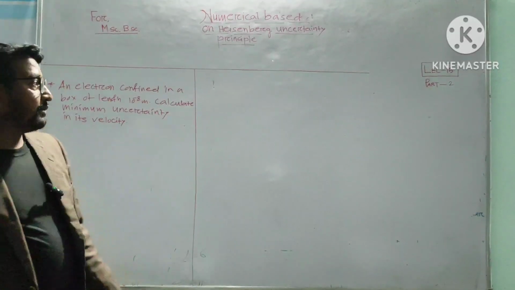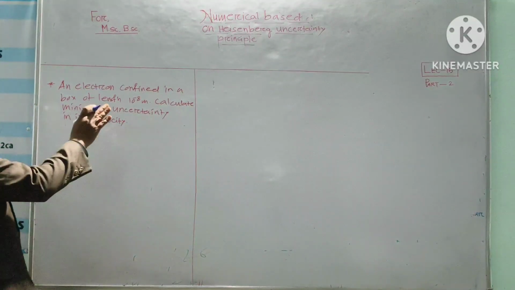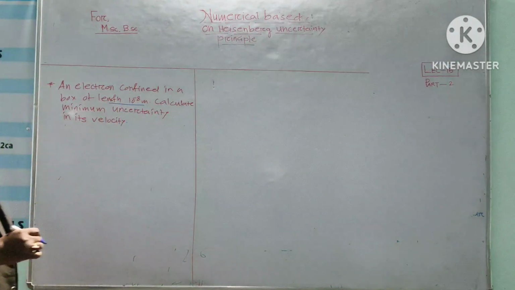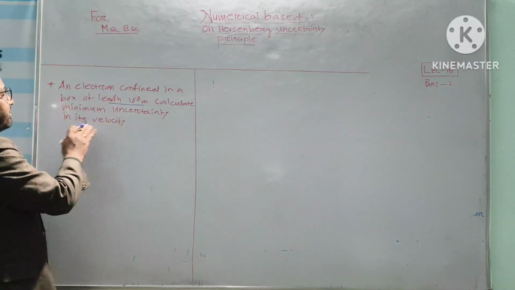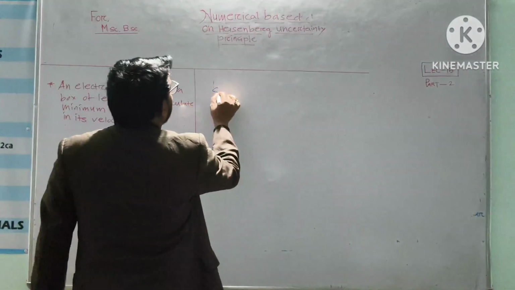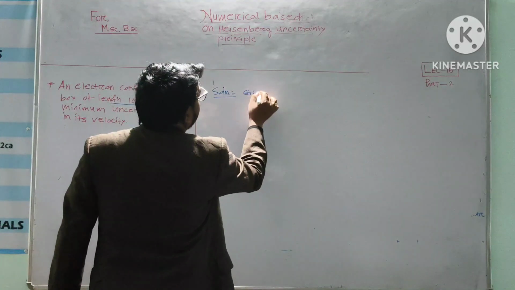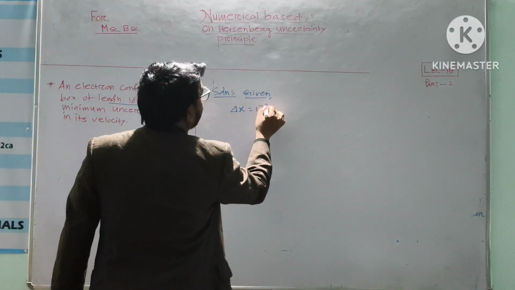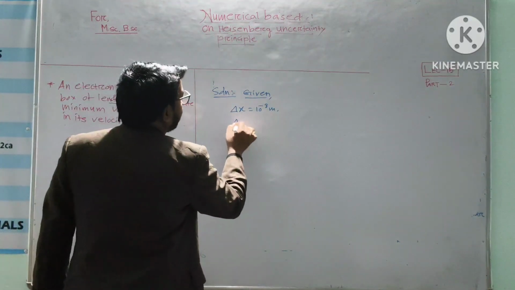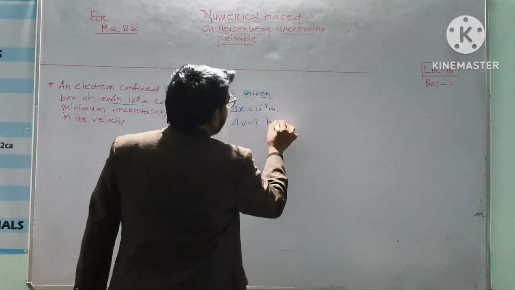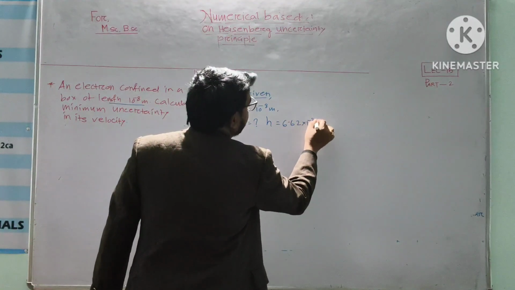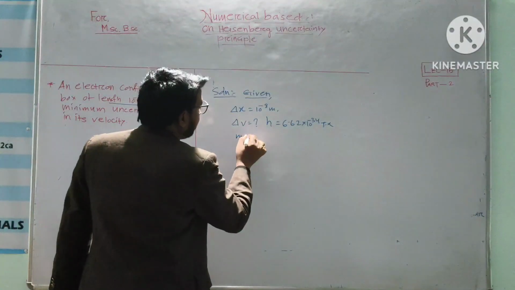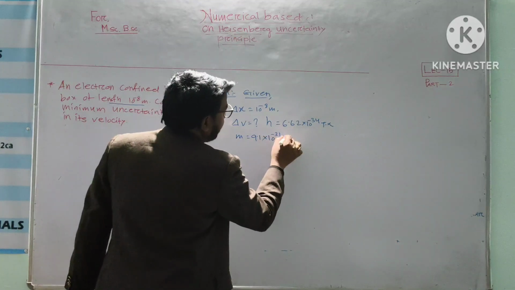Okay, our next numerical problem. The statement of this problem: an electron confined in a box of length 10 to the power minus 8 meter. This is clearly the uncertainty in position. Calculate the minimum uncertainty in its velocity. Solution: the given information of this question is delta x equals 10 to the power minus 8 meter, and delta v equals what? Planck constant h equals 6.62 into 10 to the power minus 34 joule second, and the particle is an electron, so the mass of the electron equals 9.1 into 10 to the power minus 31 kg.